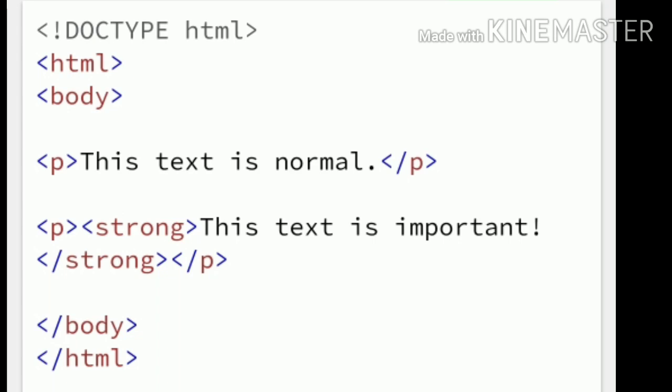You can run this program. What type of output is displayed, just like in the previous manner. See that output. It displays: this text is normal, a normal output. After that, this text is important.